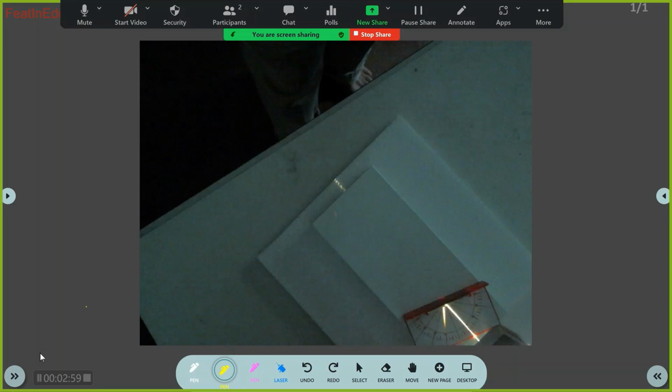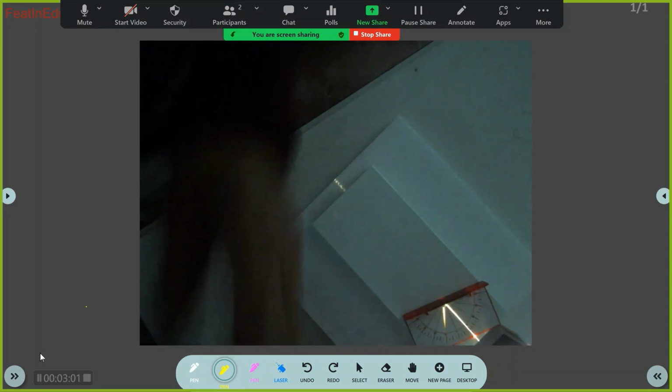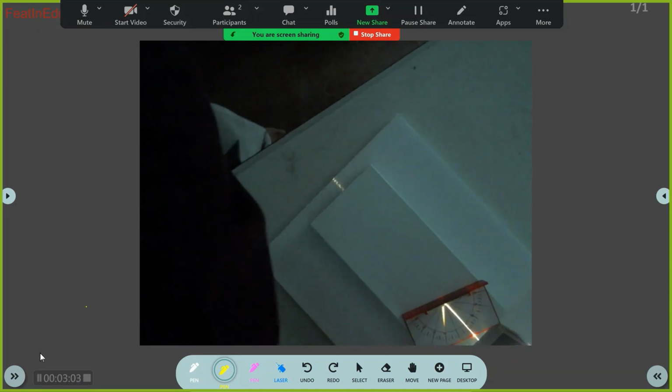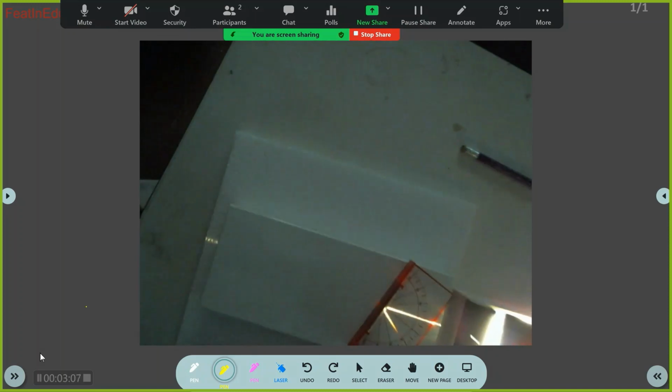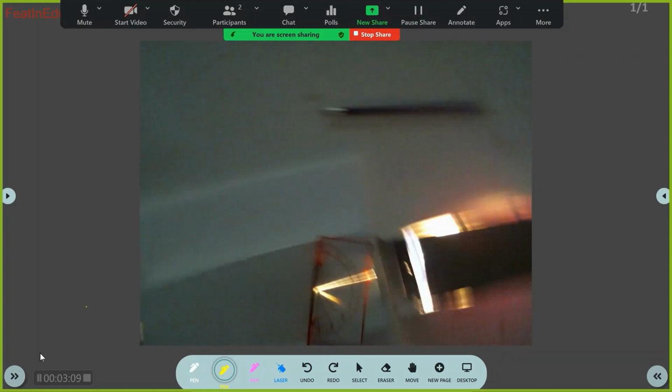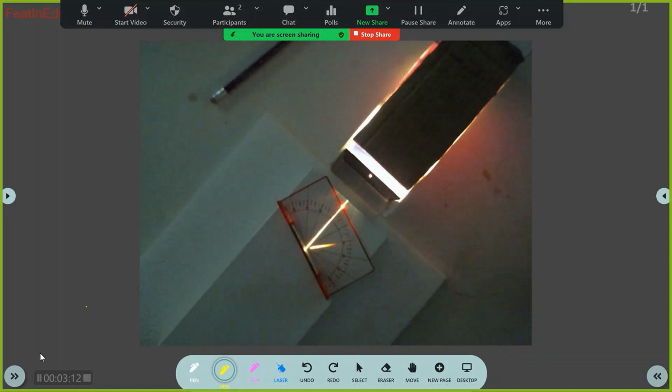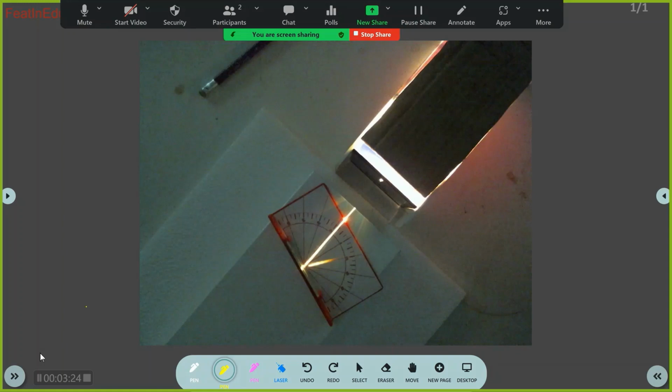Okay, what is the angle of incidence? Can you see the angle of incidence? 10 degrees. Okay, and you can see the angle of reflection. This is the incident ray and this is the reflected ray. You can see that this angle is 10 degrees and this angle is 10 degrees.